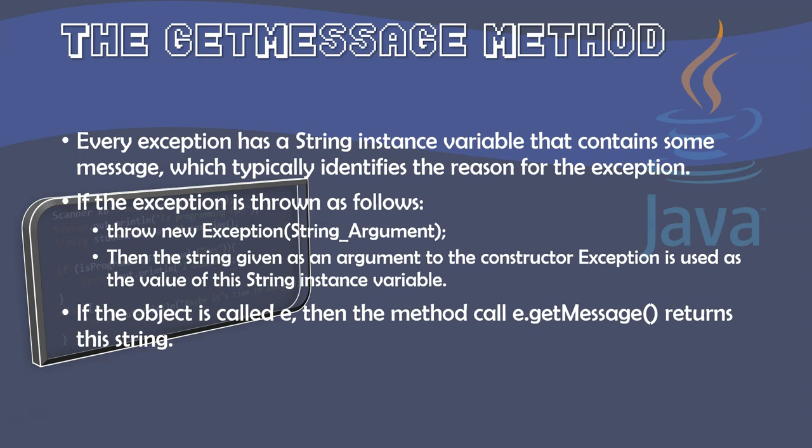If we gave it a different name, instead of e, it would just be whatever that name is. So let's say it was input or line or whatever, just whatever that name of it is, .getMessage, and that's just what's going to return for us.